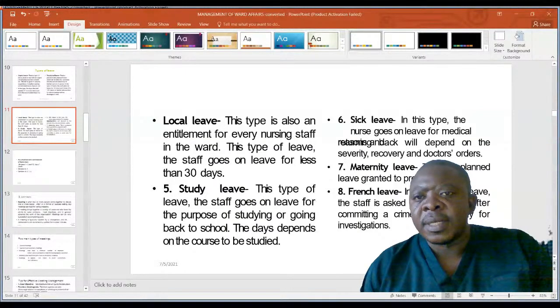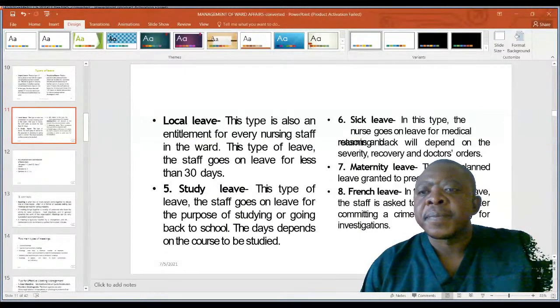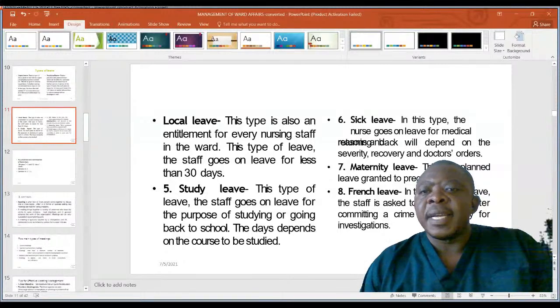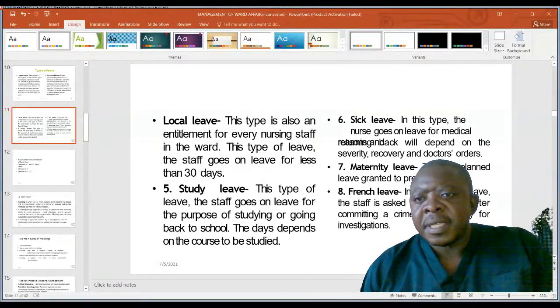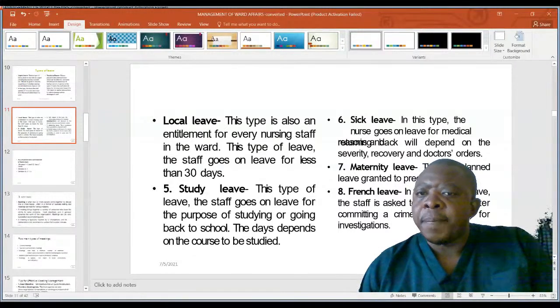Then there is maternity leave. This is planned leave that is granted to pregnant staff. Then there is French leave. In this type of leave, the staff is asked to be on leave after committing a crime.